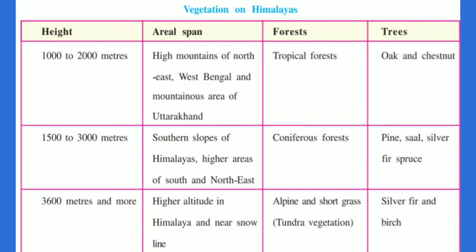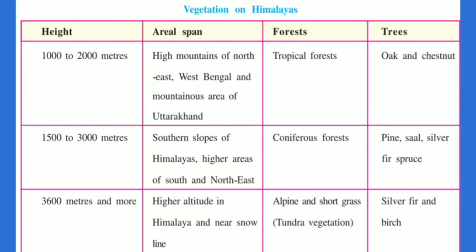Let's see in the table. First, altitude, that is 1000 to 2000 meters in Himalayas. Area, that is high mountainous of northeast, West Bengal and mountainous area of Uttarakhand. And forest, that is tropical forest. And the last one, it's given about the trees, that is oak and chestnut.